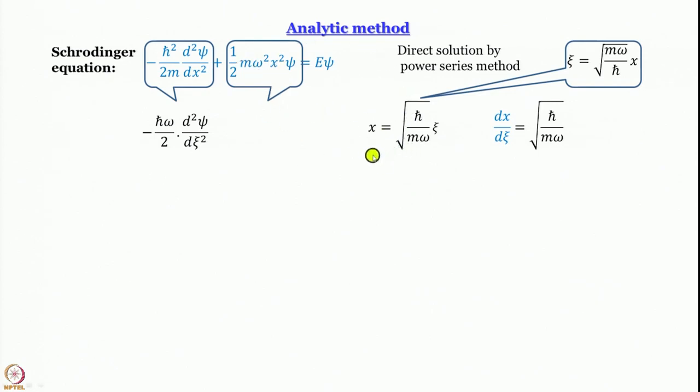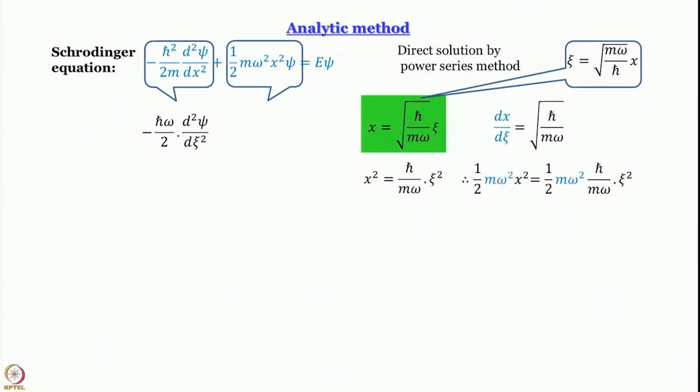Square of it, what will it be? x² is equal to ħ by mω multiplied by ξ². It is as simple as that. This is what we will use, x² equal to ħ/mω ξ². So, half mω²x² will be equal to half mω² multiplied by ħ/mω ξ². So, m and m cancel, one of the omegas cancel, you are left with ħω/2 ξ². So, we will write that.